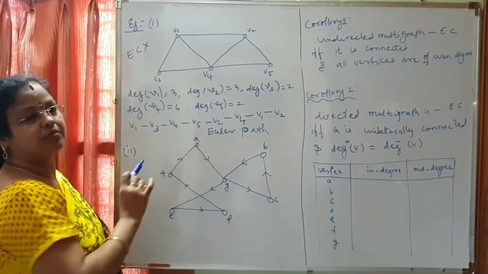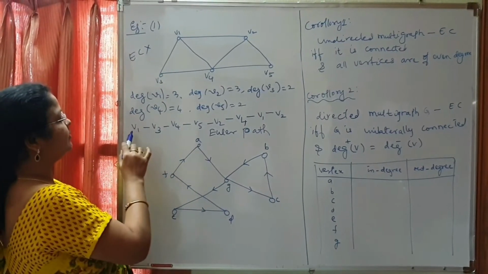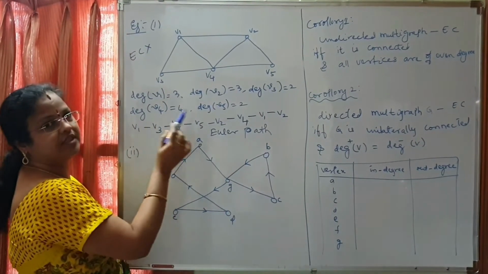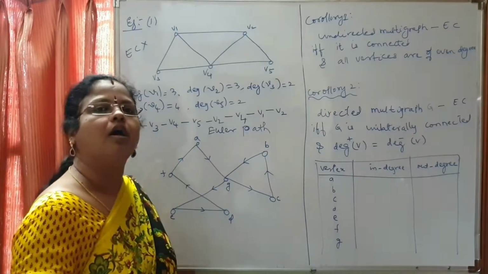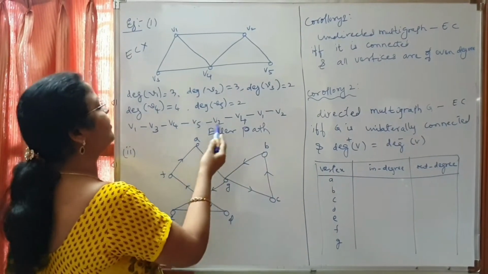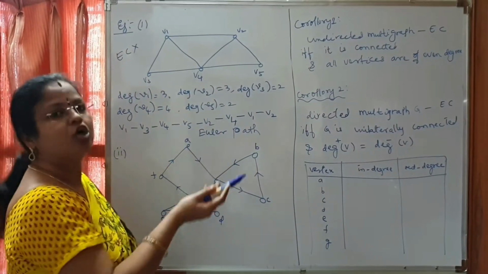But here there is an Euler path. And one more point: if you observe clearly, the initial vertex and the terminal vertex are not the same. Also, here we are crossing the V2 vertex two times.